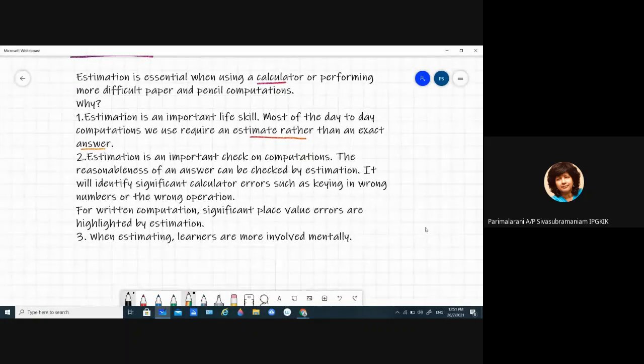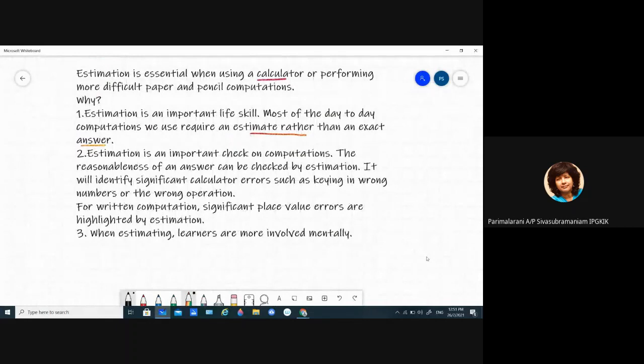So estimation is an important check on computation. When you want to check whether your answer that you calculated through an algorithm is correct or not, you use estimation. Actually, the correct procedure is to estimate first and then calculate. You get a value already and then only you calculate. And when you get your answer, you check with the estimation. If it's near to your estimation, then you know it must be correct.